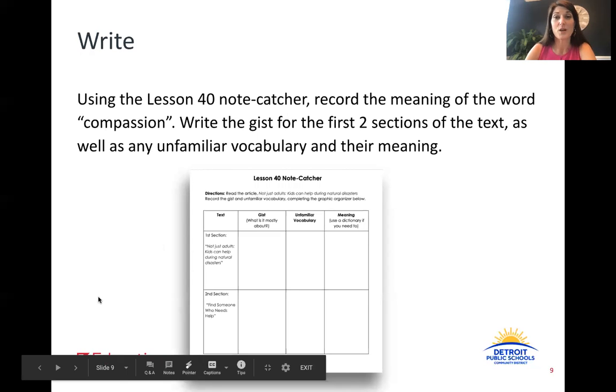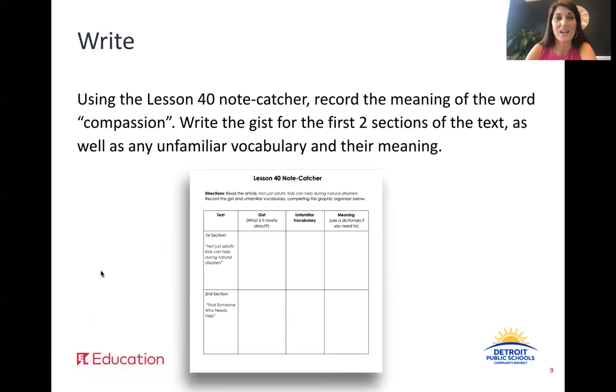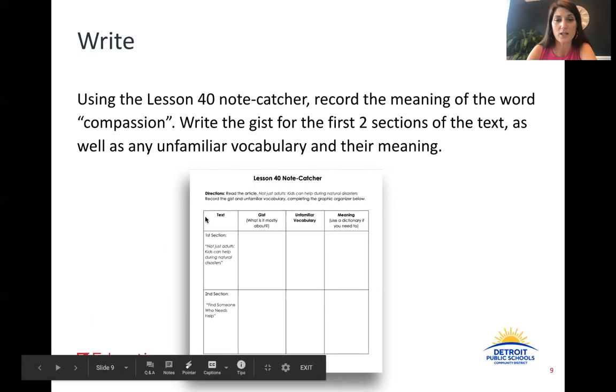Okay, so you had a chance to think, to talk. Now let's do some writing. So using the lesson 40 note catcher, I want you to record the meaning of the word compassion, writing the gist for the first two sections of the text, as well as any unfamiliar vocabulary and their meaning. And you can see a copy of the lesson 40 note catcher here.